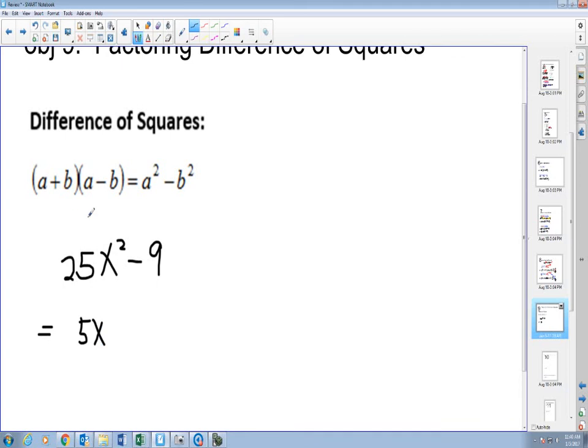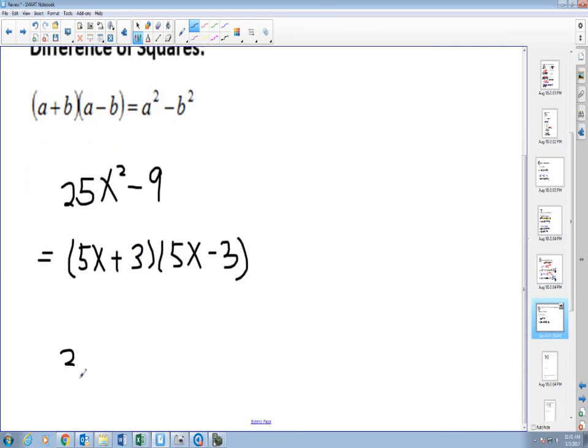And you write your answer in this form, follow the formula. Plus, what was 9 before it was squared? Or what was your B before it was squared? It must be 3. So my answer would be 5x plus 3 times 5x minus 3. And that's it. So, to factor a difference of squares, you just have to memorize the formula and recognize that it is a difference of squares problem.